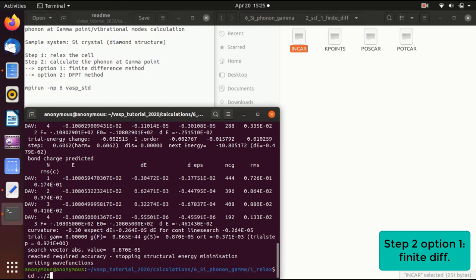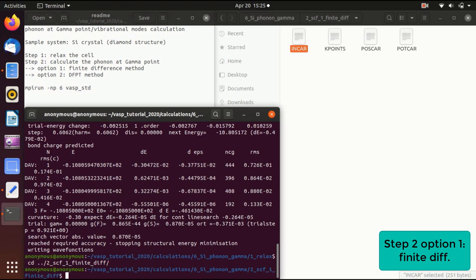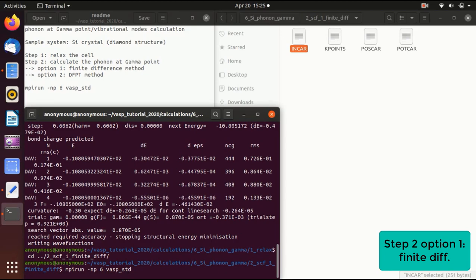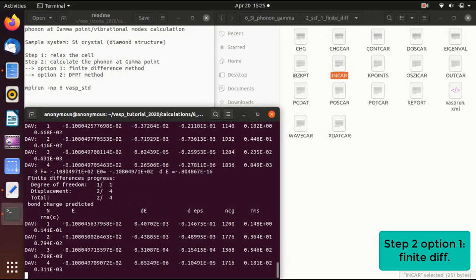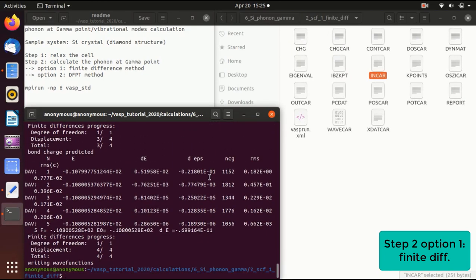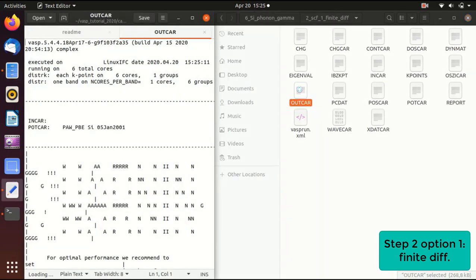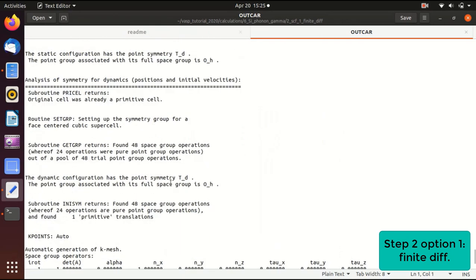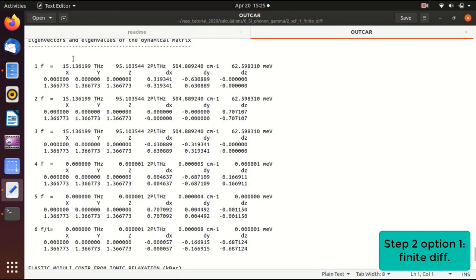We go to the second folder and then use the same line of code here. And you see that this is finished. To get actually the frequency, you can go to the OUTCAR. So nearly at the bottom, there is this chart here, and you see that there are 6 eigenmodes. And this is as expected, because there are 2 atoms in one unit cell, and one atom has 3 degrees of freedom. So in the end, you will expect to see 6 modes.